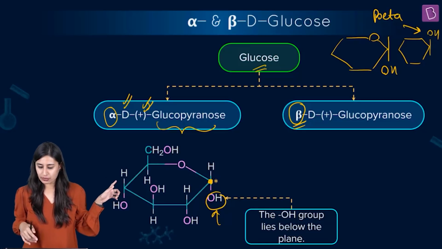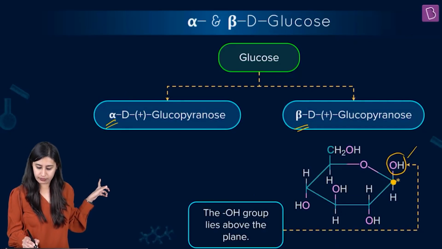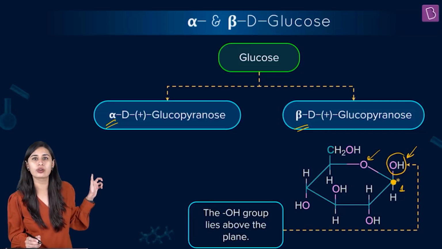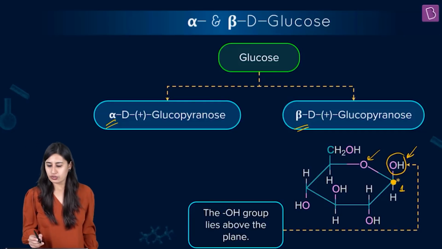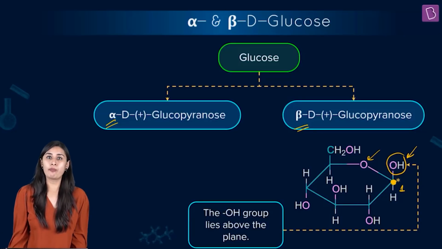So now check it out. OH below, alpha. OH above, beta. Of course, look at the carbon that we are looking at. This is the first carbon which is coming after this oxygen. Okay? So when we talk about sucrose, there is a very important linkage that you should know as well.